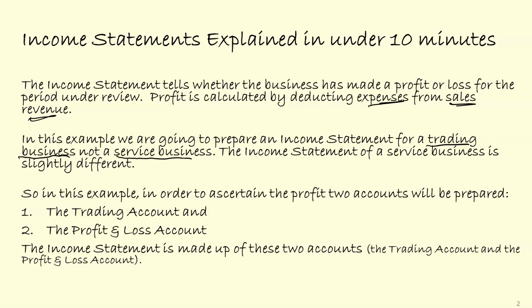So, in this example, in order to ascertain the profit, two accounts will be prepared. One, the trading account, and two, the profit and loss account. The income statement is made up of these two accounts. In other words, the trading account and the profit and loss account. So the two of them combined make up the income statement.